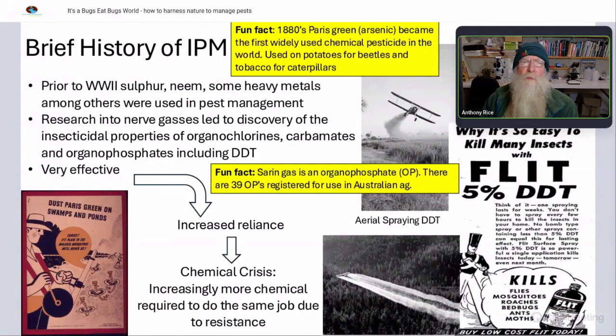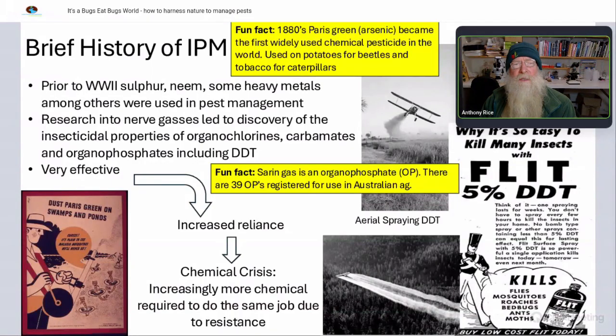But during the Second World War, there was a lot of research that went into chemicals that would kill us. They found that not only were they very good at killing people, but they're also very good at killing insects. And that's when the insecticidal properties of organophosphates, carbamates, organochlorines, etc., including DDT, were realized. They were very, very effective at killing pests, but this led then to an increased reliance on them. I guess because they worked so well, we just kept using them.